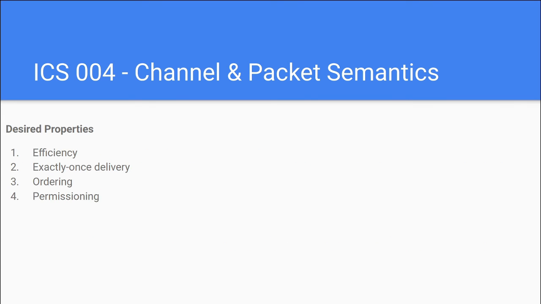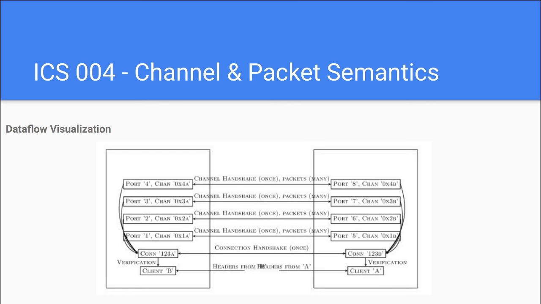Desired properties would be efficiency and exactly once delivery. We don't want a situation where one packet is delivered twice, even as a failsafe. We've got ordering and permissioning. Ordering is not mandatory unless and until the sender requires it to be.